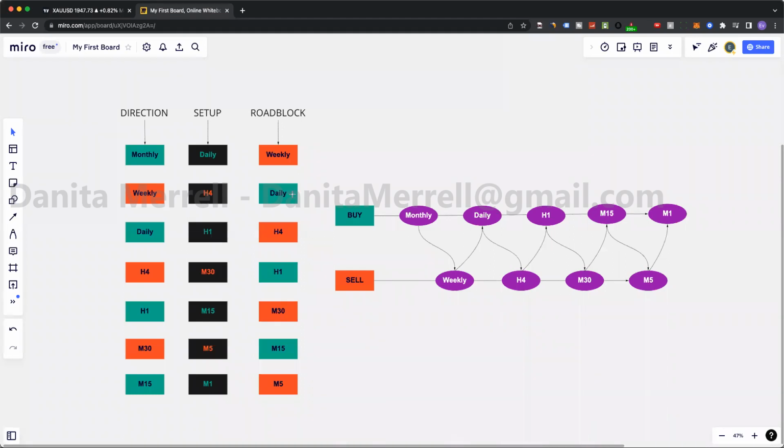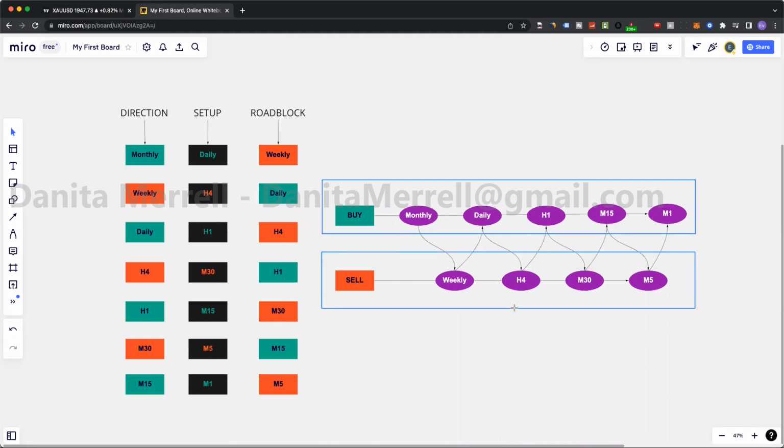Okay, so in our markets, we have two sets of time frames. Our first set, if our monthly is buys, then we have daily buys, H1 buys, M15 buys, and M1 buys. And if the monthly is in buy direction, then we have sell direction in weekly, H4, M30, and M5. So there's two sets of time frames.